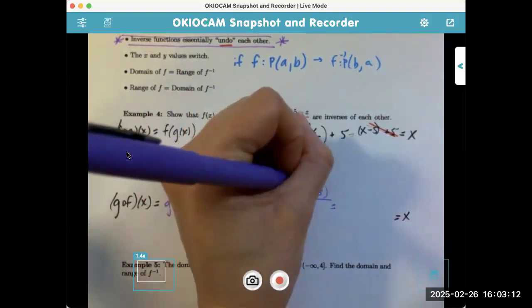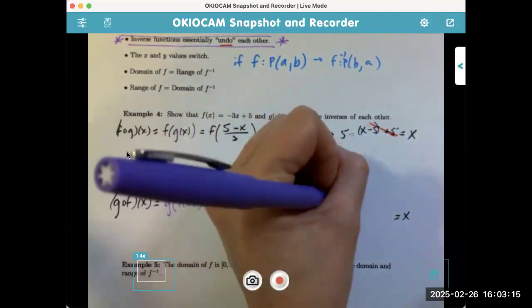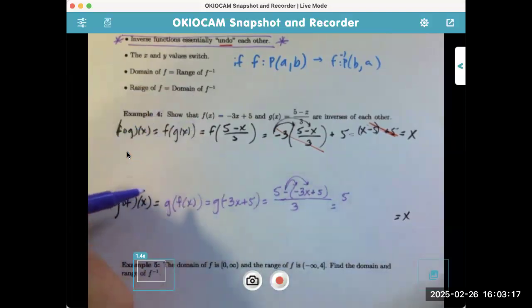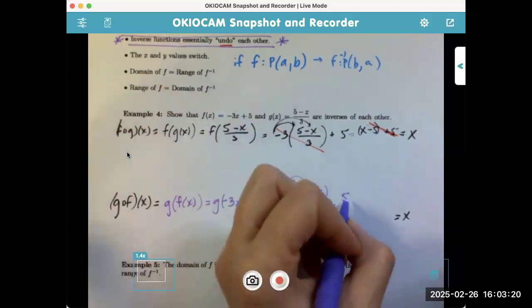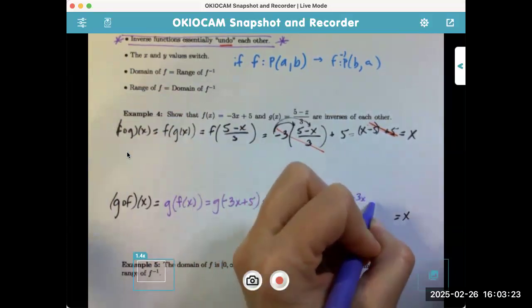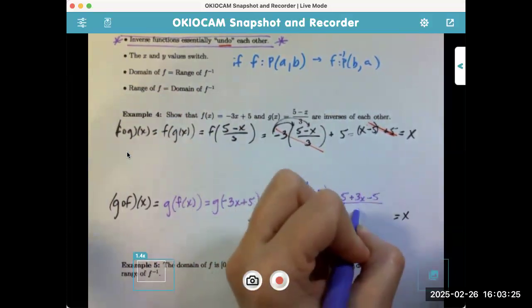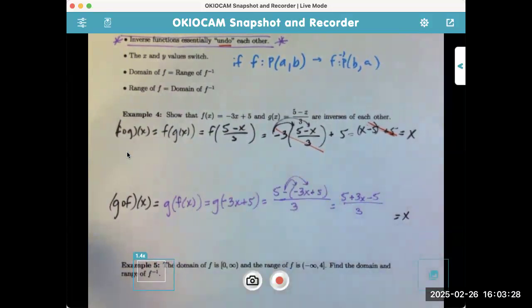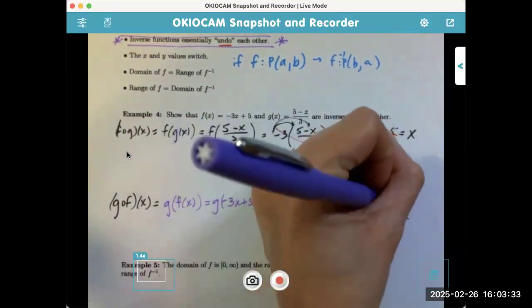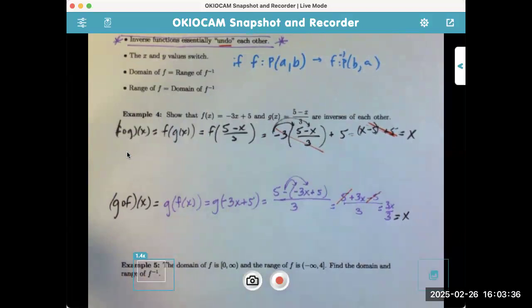So distributing that negative, this is, where am I? Yes, sorry. 5 plus 3x minus 5 all over 3. So then what happens with the 5? They cancel, which in turn just leaves us with 3x over 3. And then what happens with the 3's? They cancel because anything over itself is 1. And we are then just left with x again. So yay, they are inverses of each other.